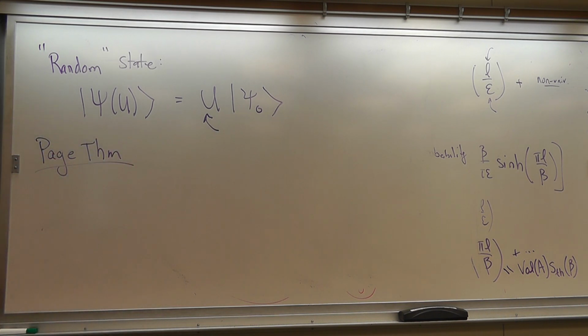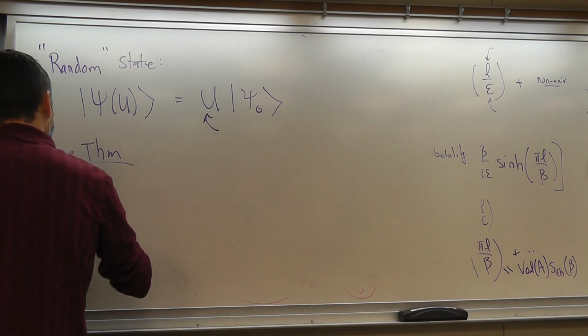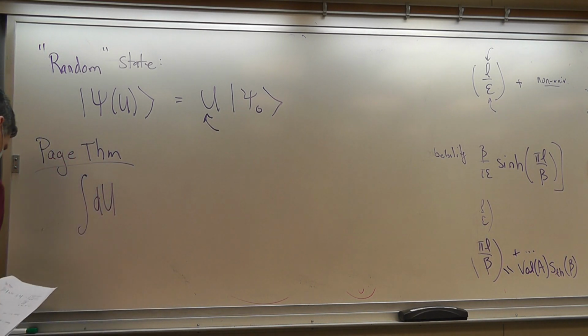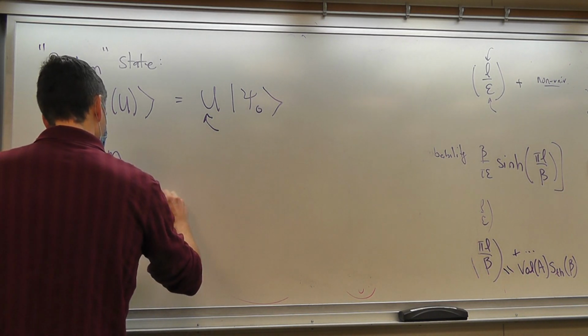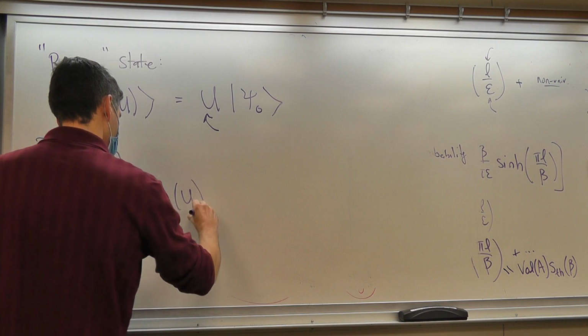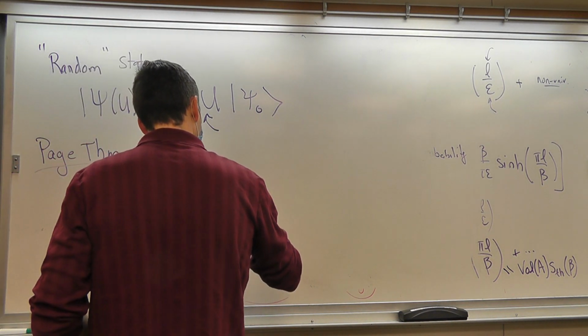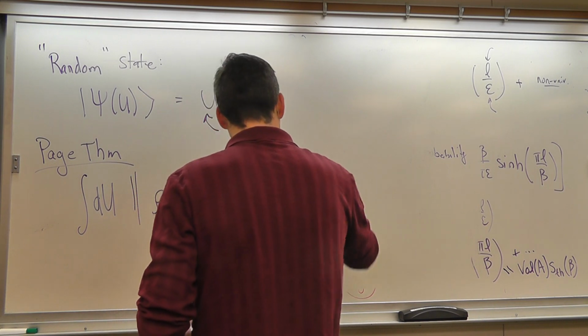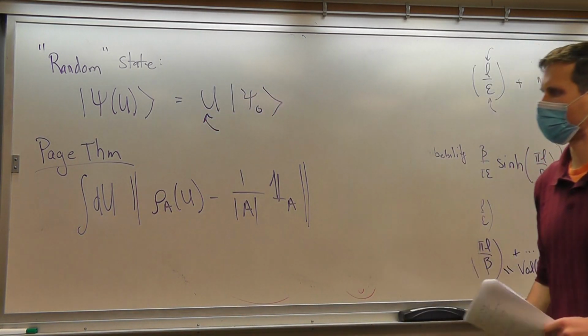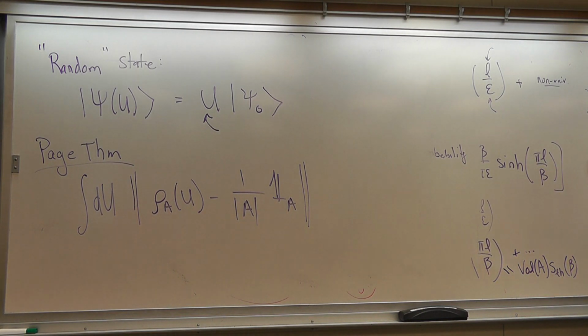So Don Page proved the following theorem, which is the origin of that spiky curve, which is called the Page curve. Page's theorem states that the integral over unitary matrices of the trace norm of rho A of u minus 1 over size of A times identity on A. So this is what we want to calculate. Let me say in words what this is.